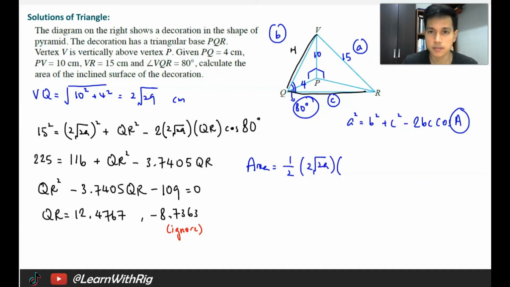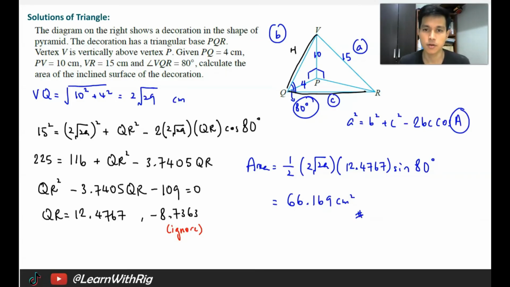B is the C value here, which you just found, which is 12.4767 sine 80 degree. Okay, so you put in your calculator, you should get 66.169 cm square. Okay, something like that. This should be your answer.